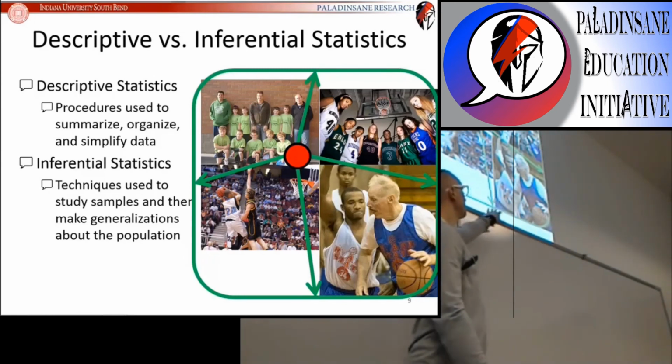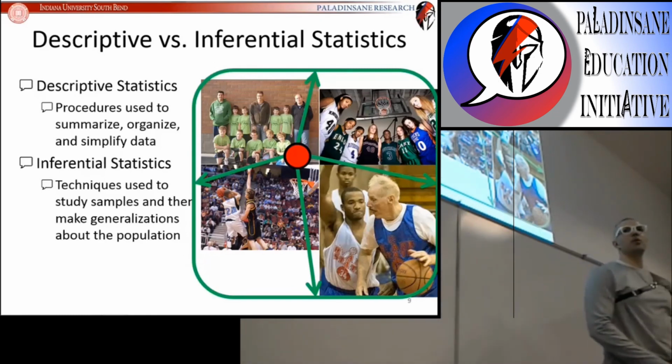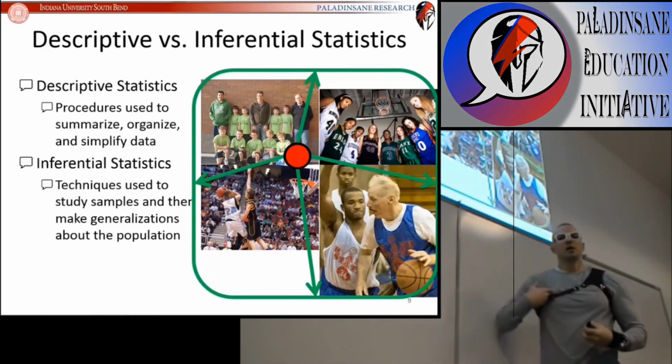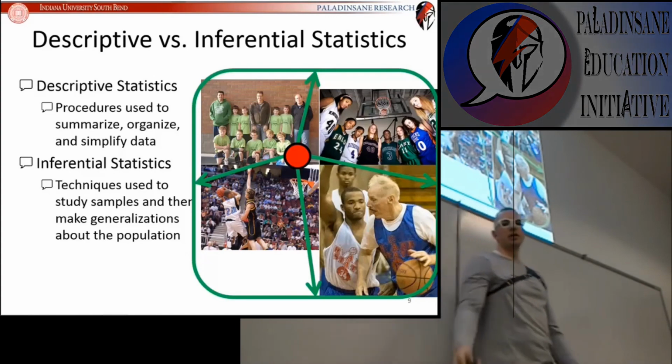So that's what we're going to be doing. That's the ninja stuff that we're going to be working towards, inferential statistics, but it's built upon this foundation of descriptive statistics.